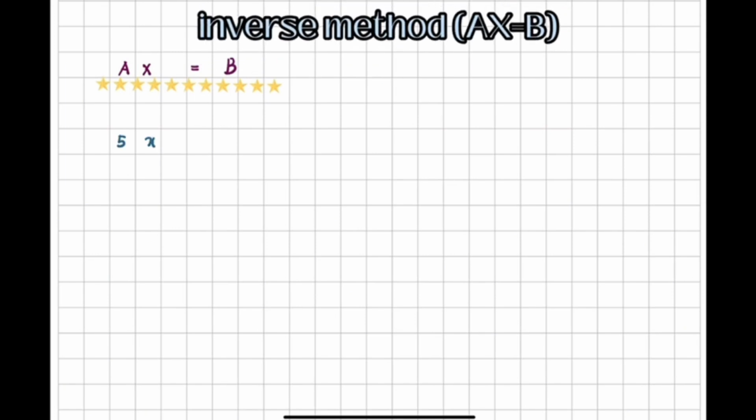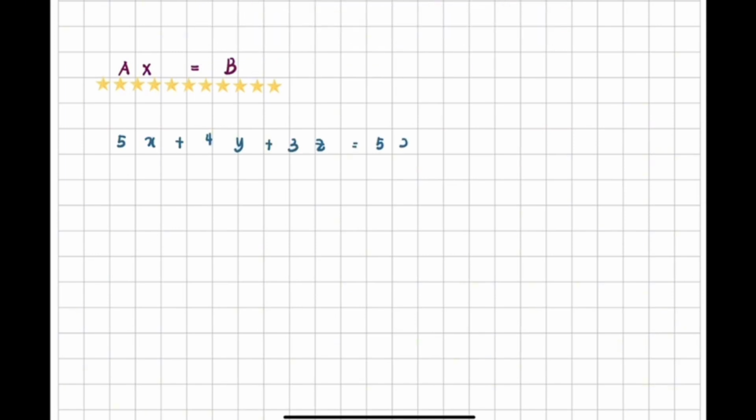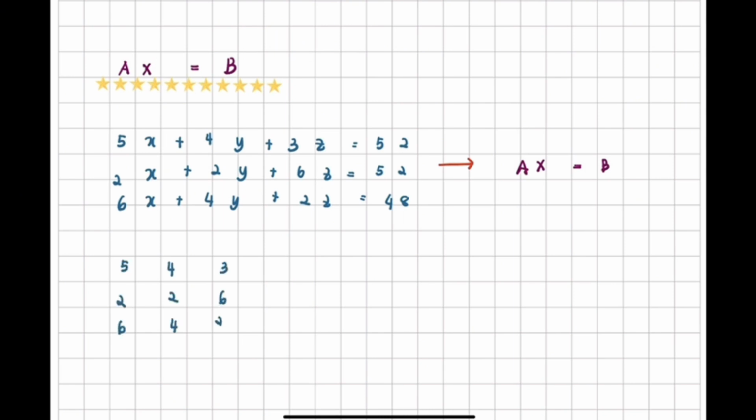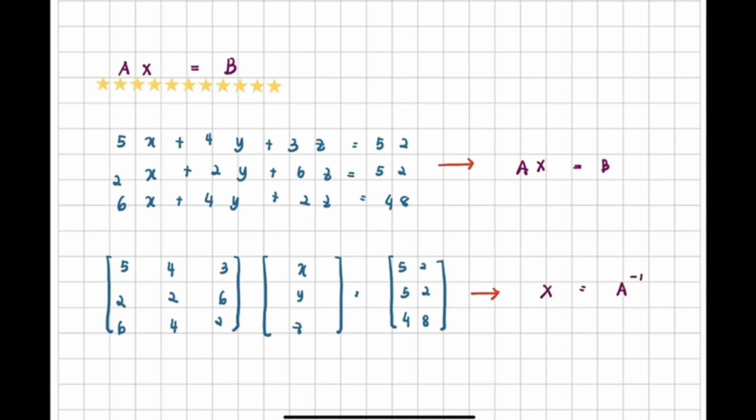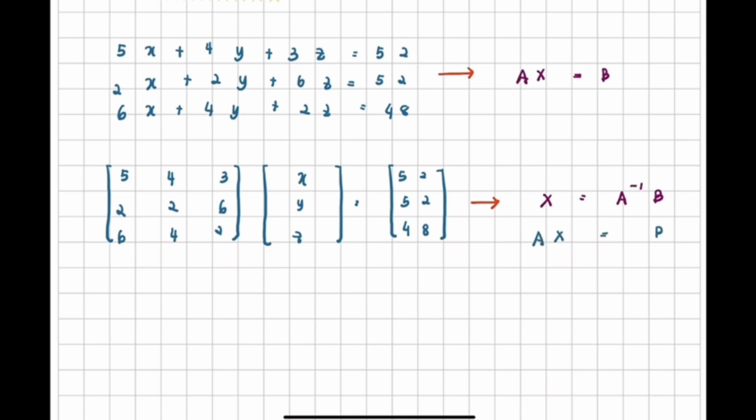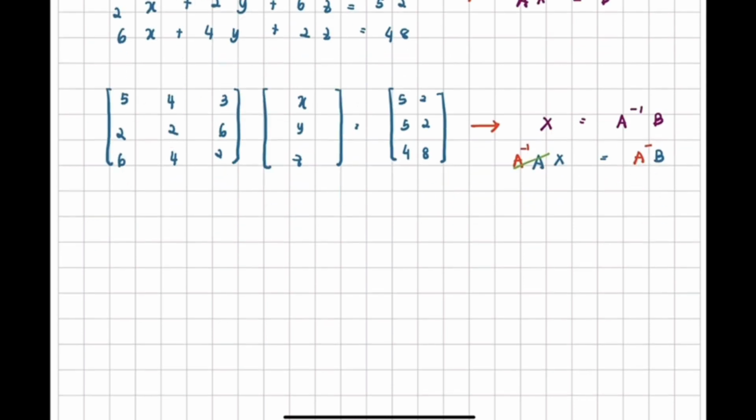So firstly we can find the value through the inverse method, which is AX equal to B. After we have written the equation in this linear equation form, we have to change it into the AX equal to B form, where A is the coefficient and X is the unknown value, which in this case is x, y, and z, and B is the total. Once again, we have to change it into the X equal to A inverse B form by multiplying A inverse at both sides of AX equal to B, so the A inverse and A will become identity.